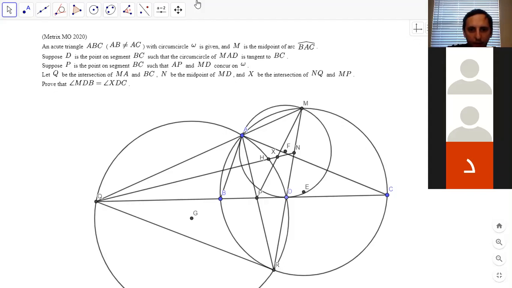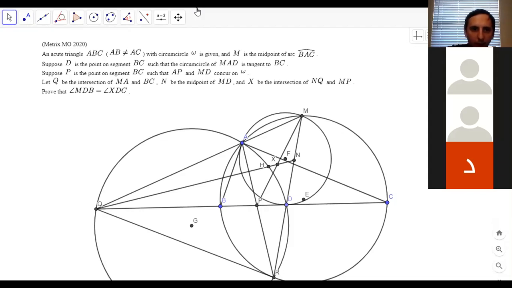P, M, and X. Yeah, I guess we have to use that fact. We haven't used that M is the midpoint of arc BC. QR is tangent to the circle. Yes, QR is tangent.